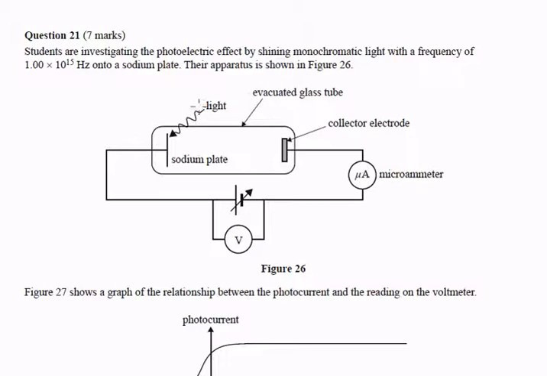Question 21 is a photoelectric question, and the students are investigating. We've seen this sort of picture a million times. Monochromatic, one colour light with a frequency of this onto the sodium plate. Here's the sodium plate there. The apparatus is shown in figure 26.